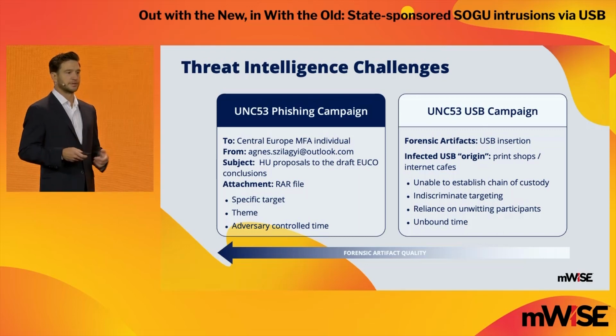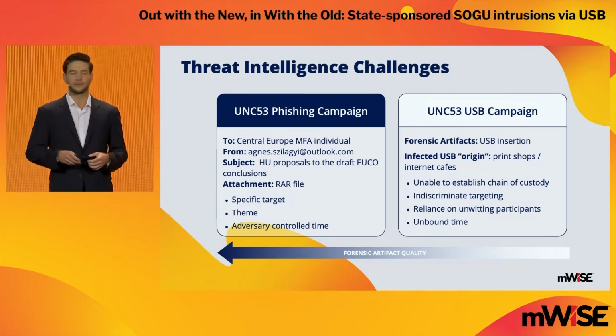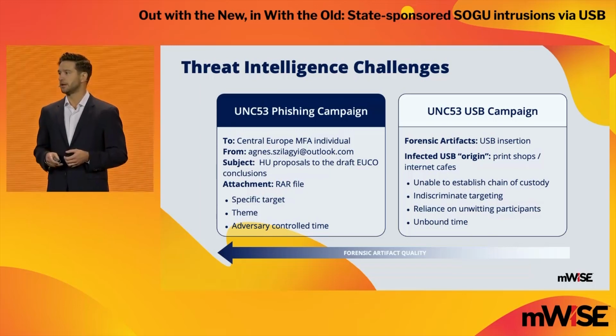We also get themes. UNC53 and other threat actors will have a thematic name in the email subject line, or they'll give thematic names to the attachments in the emails, or maybe the follow-on secondary payloads that are pulled down.